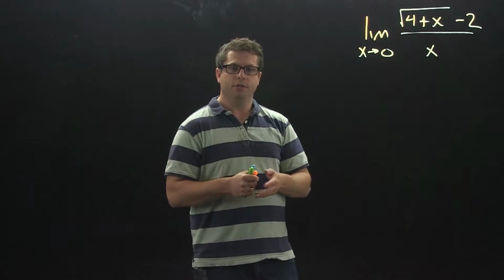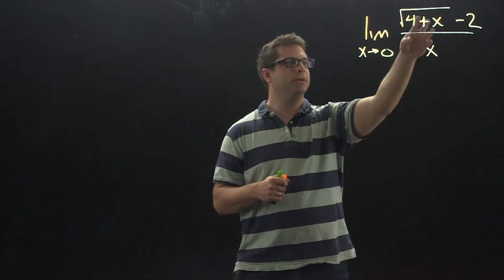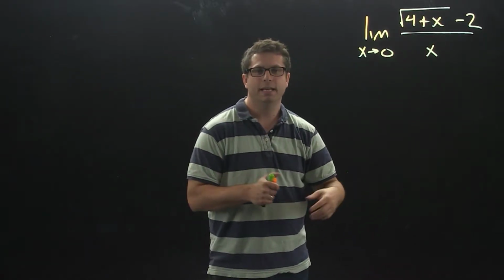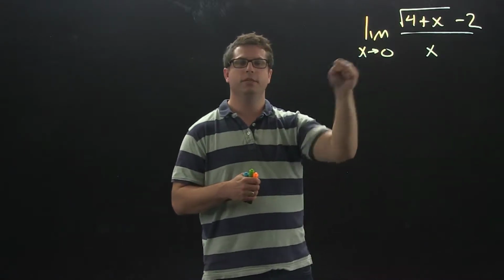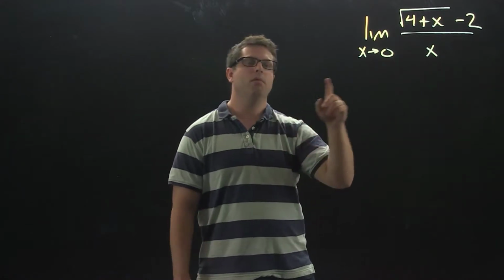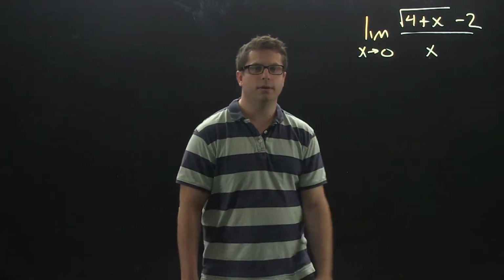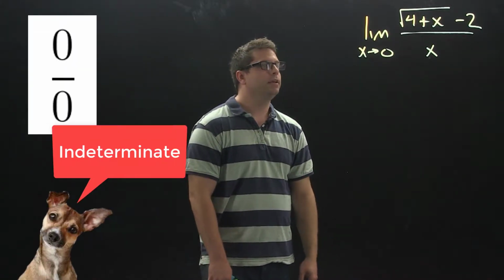First step we do is to use the direct substitution method. It is a rational function. We do have radicals, but we have this rule that says if you have one of those two or both, if the x value is in the domain, then we can simply just plug in 0. However, when we plug in 0, we're going to get 0 on the bottom, and we're also going to get 0 on top. So that 0 over 0 is what we call an indeterminate.